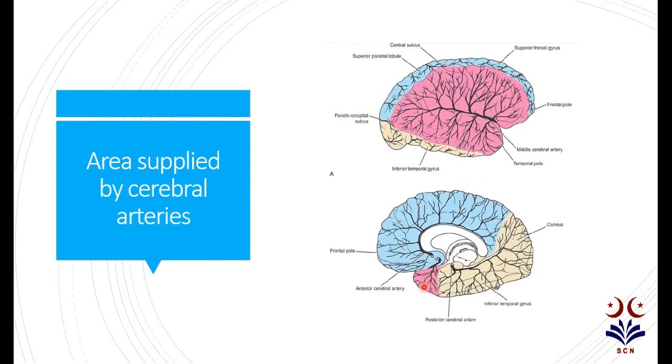This lobe over here, below, is supplied by the, this is the temporal lobe. So this is supplied by the middle cerebral artery.